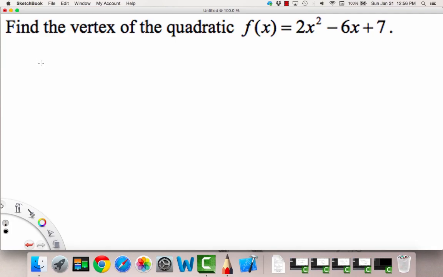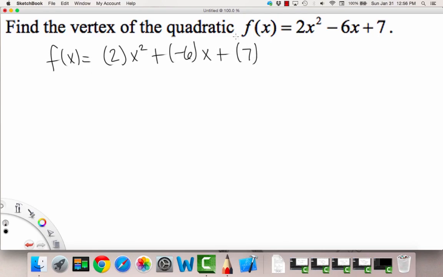Okay, so we're told to find the vertex of the quadratic 2x squared minus 6x plus 7. So let me break that down a little bit. We have f of x is equal to 2x squared plus a negative 6 times x, and then plus a 7. So this is our a, that's the coefficient of x squared. This is our b, which is negative 6, that's the coefficient of x, and c is 7, okay?